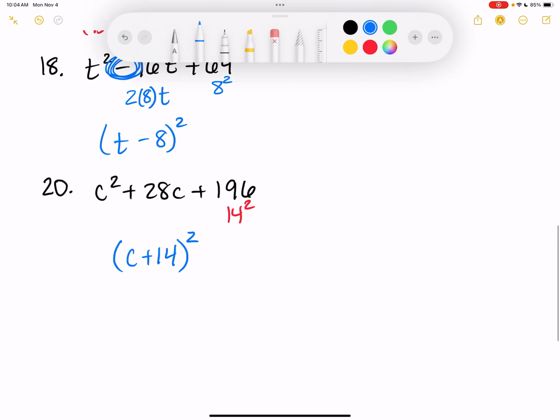All right, one more. 22. s squared minus 26s plus 169.